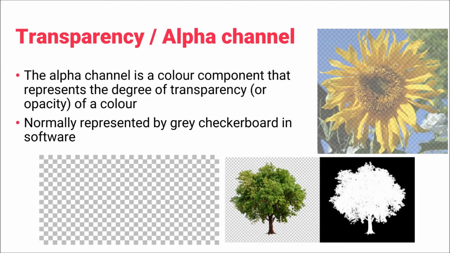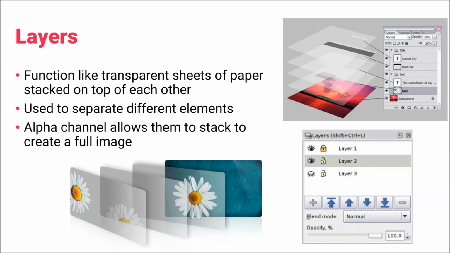And then linked to that is this concept of layers. So going back to the overhead projector from high school, they function like transparent sheets of paper stacked on top of each other. In most image editing, you will work with multiple layers in an image, and each layer will have a different component or different elements, and you'll separate them out. And then when you combine them all together, they all get squished flat to make the final image.